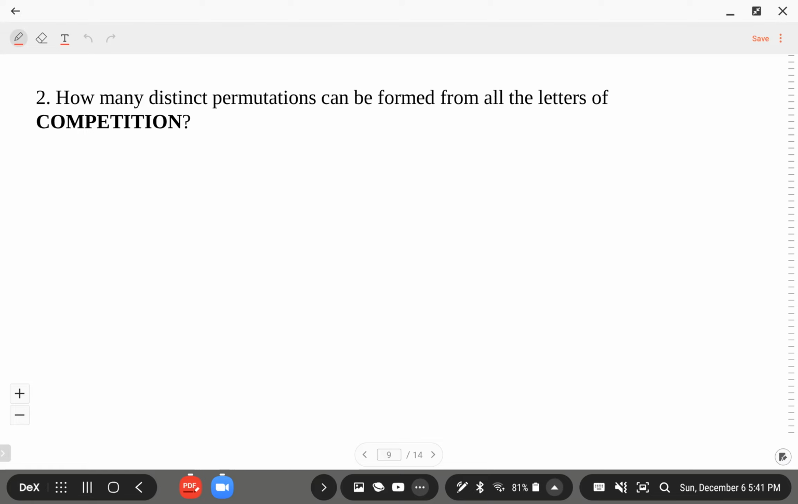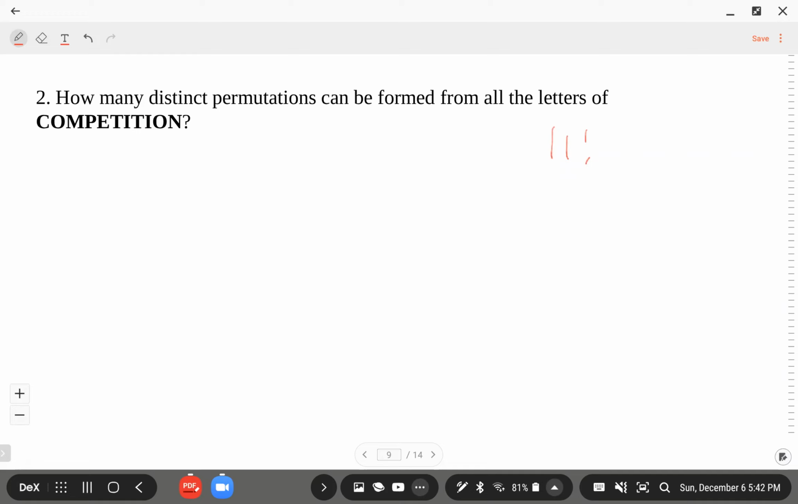So number 2, I'll solve for you. Competition. How many letters are there, anyways? You have 1, 2, 3, 4, 5, 6, 7, 8, 9, 10, 11. Am I correct? Yes, 11 letters. So basically distinct permutations, right? 11 factorial, right? Totally 11 factorial.